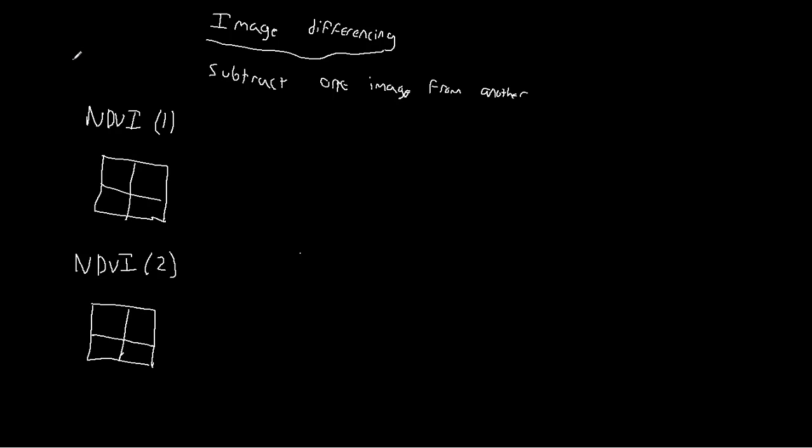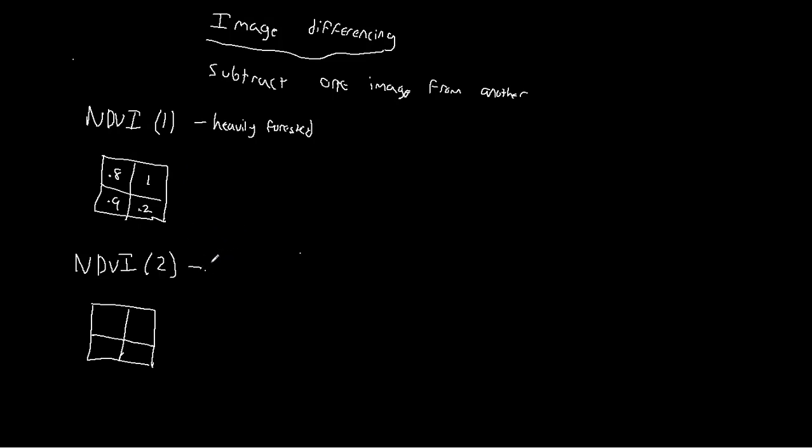Let's set the stage here. At time 1, this is going to be heavily forested. So the NDVI values are going to be quite high. So let's do, say, 0.8, 0.9, 1, except for this area. This area is going to be moderately forested, so maybe this is a value of 0.2.